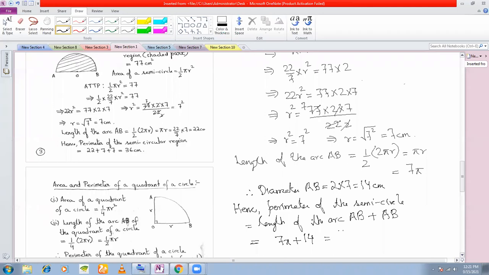Now you can put the value of pi. 7 into 22 by 7. Since nothing is mentioned, take pi as 22 by 7. So you get 22 plus 14, which is equal to 36 centimeters. And that's your answer. Okay, so I'll stop here.